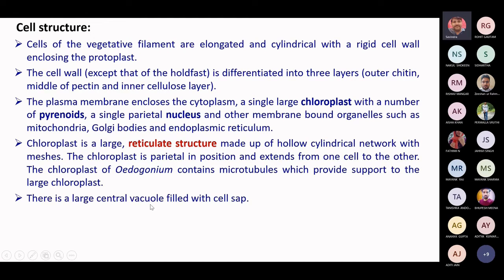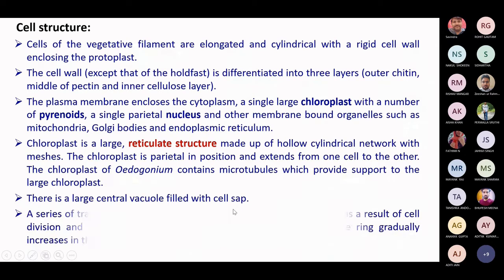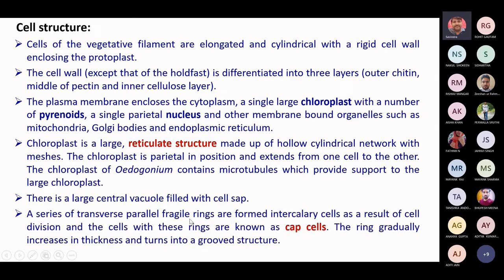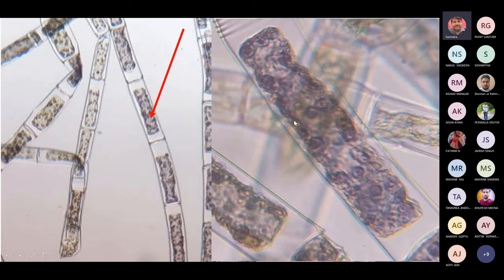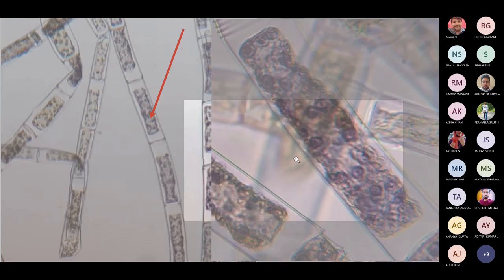And there is a large central vacuole, and a series of transverse parallel fragile rings that we have already discussed. What is this cap cell? So here you can see this is an intercalary cell in enlarged view. Now we will focus only on this internal structure. So we enlarge it. Can you see this dotted structure? This one? Yes, sir. Okay.